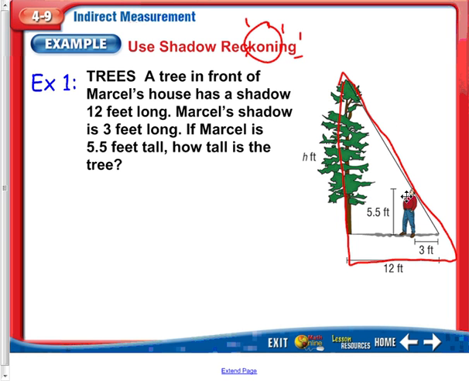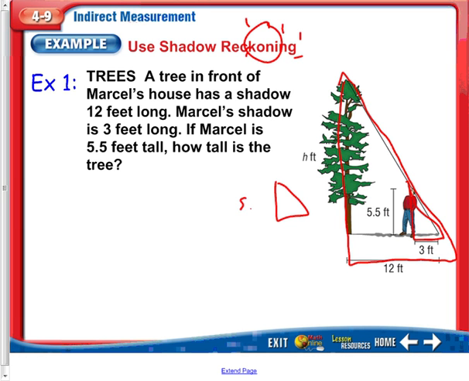So again, we're using a height that we know. We know how tall Marcel is. So since we know how tall Marcel is, which is 5.5 feet tall, we can use this information. We know that he is 5.5 feet tall, and we know that his shadow is 3 feet long. So we can use this information to help us figure out the height of the tree without actually climbing up the tree and measuring it down. So again, we have similar triangles here. If we wanted to redraw the triangles, we can.